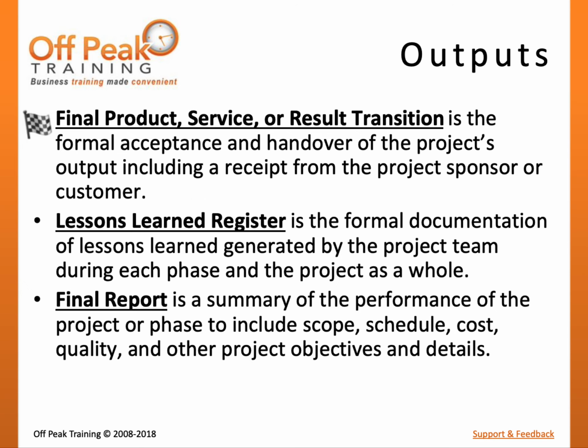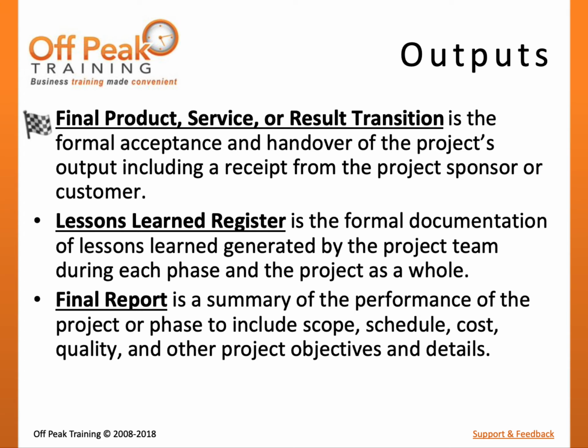There are just three outputs of the close project or phase process. Final product, service, or result transition is the formal handover of intermediate deliverables from one phase to the next, or the final deliverable from the performing organization to the requester, an internal customer, external customer, or end users. The Lessons Learned Register is the formal documentation of lessons learned generated by the project team during each phase and the project as a whole. These may include project files, closure documents, and historical information.